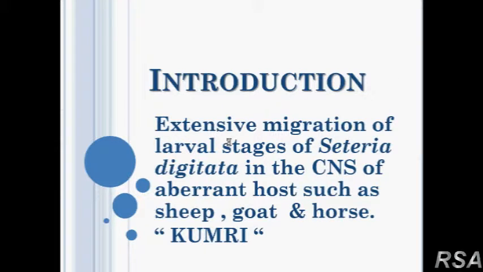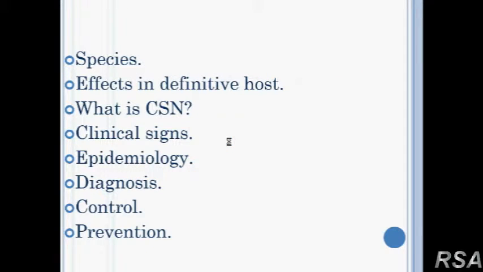Extensive migration of larval stages of Setaria digitata in the CNS of aberrant hosts such as sheep, goat and horse, called as Humbri. Species affecting definitive host. What is CSN? Clinical signs, epidemiology, diagnosis, control and prevention are included in this video.